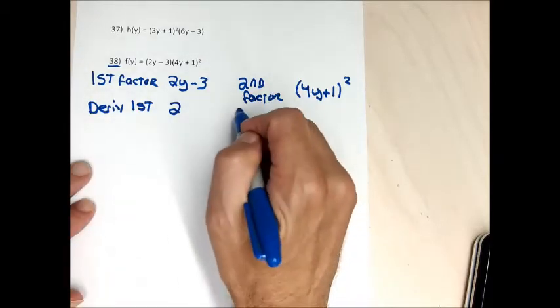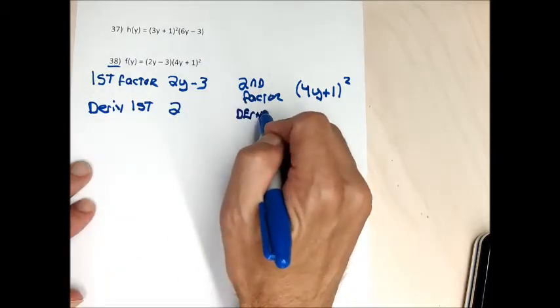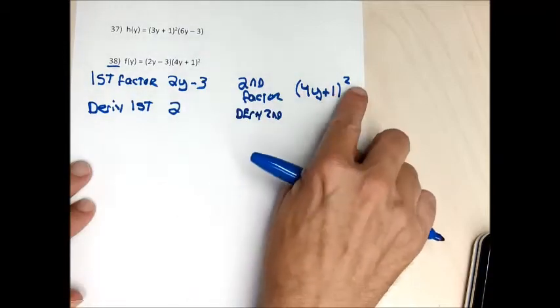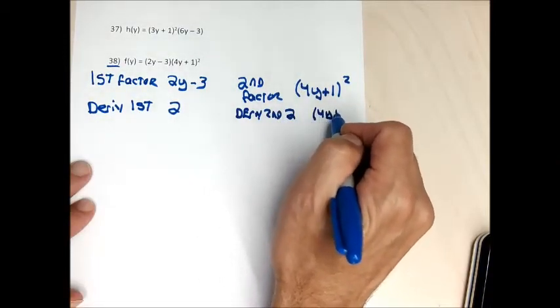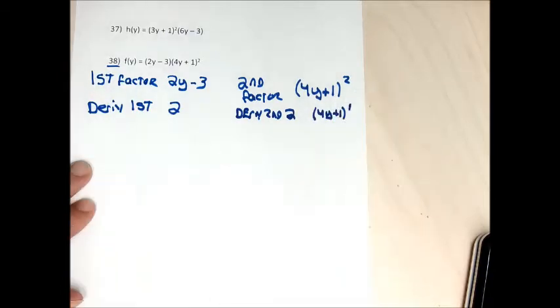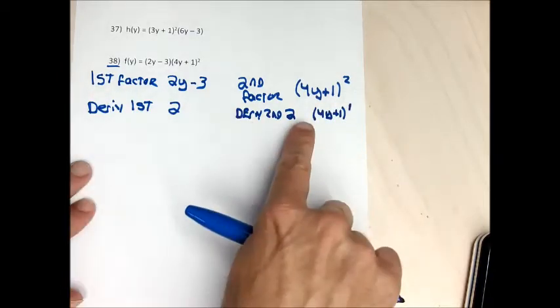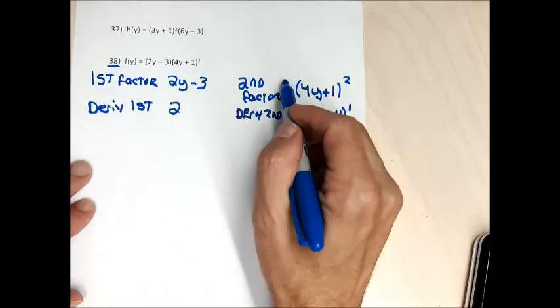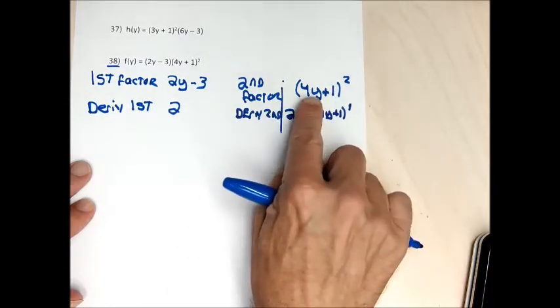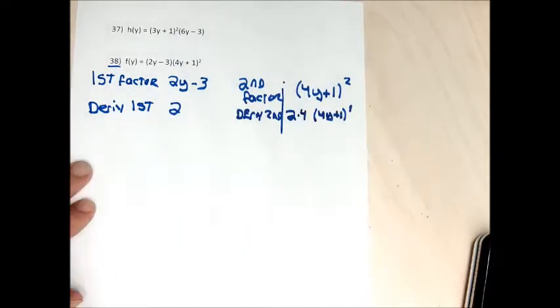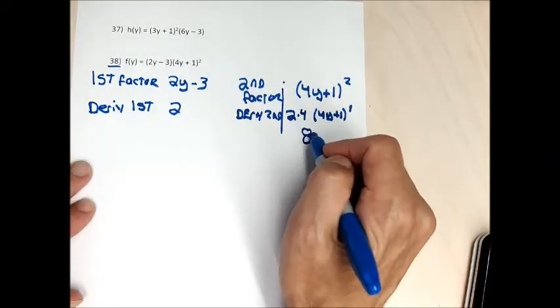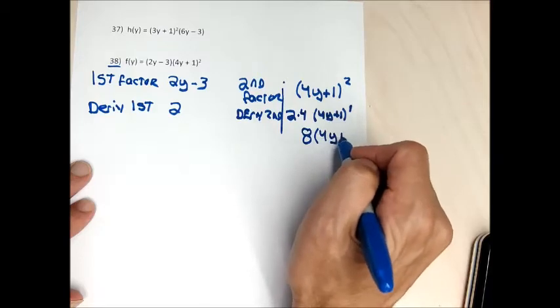The derivative of the second, I need to use the chain rule. Bring the exponent out front, lower the exponent by 1, leave the contents of the parentheses the same, and then leave yourself some space. Multiply by the derivative of what's inside the parentheses. The derivative of 4y is 4. The derivative of 1 is 0. So I'm going to say this is 8 times 4y plus 1.